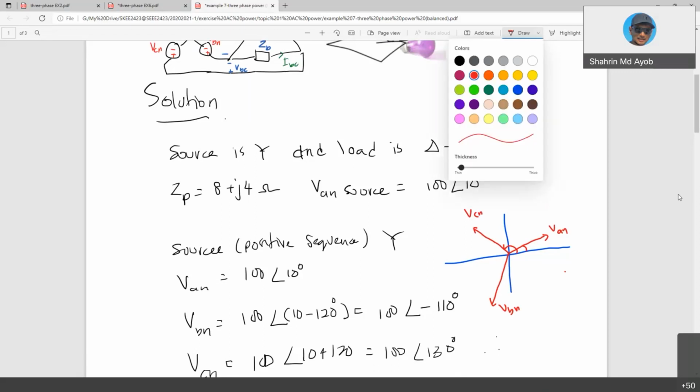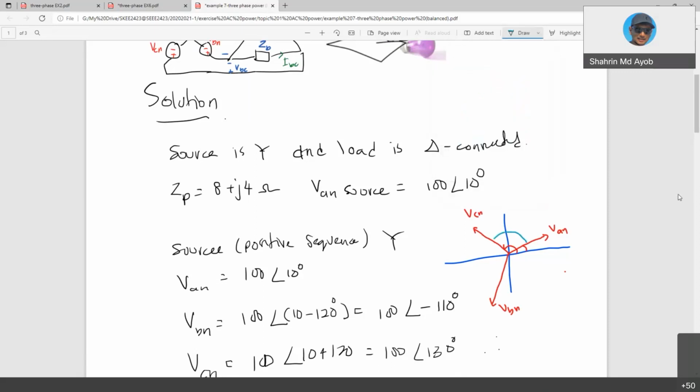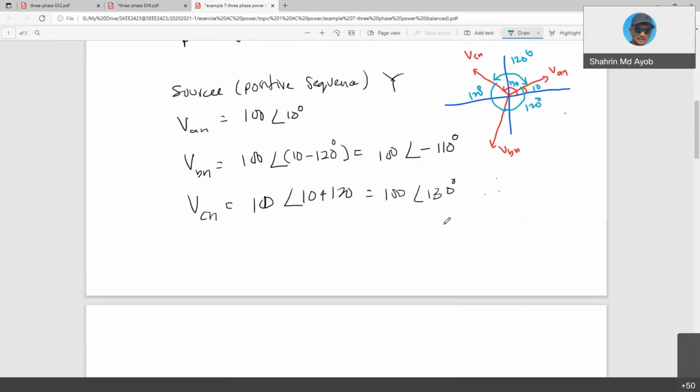If you look, the difference is still the same. This is 10 degrees, this is 130 degrees, but the difference is still 120 degrees. This one also 120 degrees, this one also 120 degrees. The only difference is that VAN starts at 10 degrees, meaning you need to shift all the phase voltages by 10 degrees. So this one becomes negative 110 and VCN is 130 degrees.